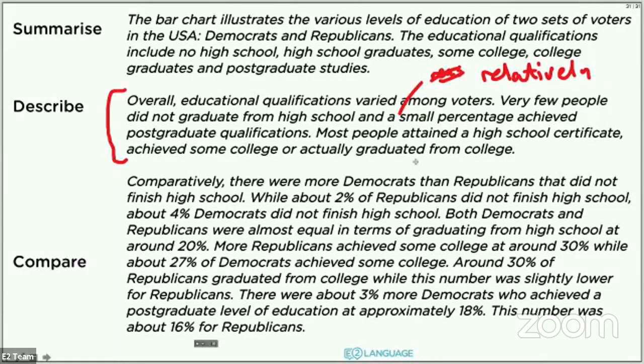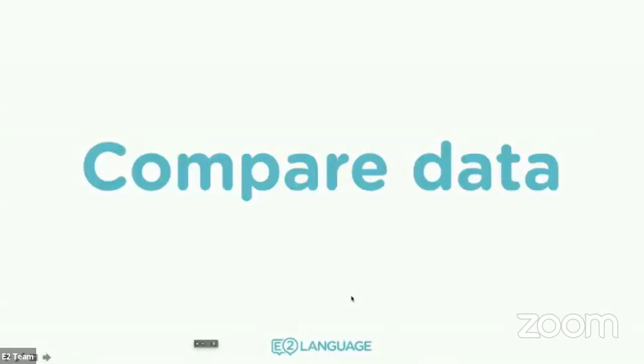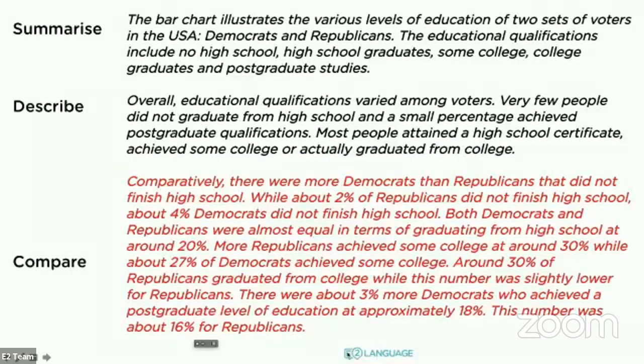Okay, now we go into the comparison of Democrats versus Republicans, because we've generally described the graph here. Now we get into the comparison. So let's have a look at how we compare data. I'm going to read you this, then we're going to look at it and see how I did it.